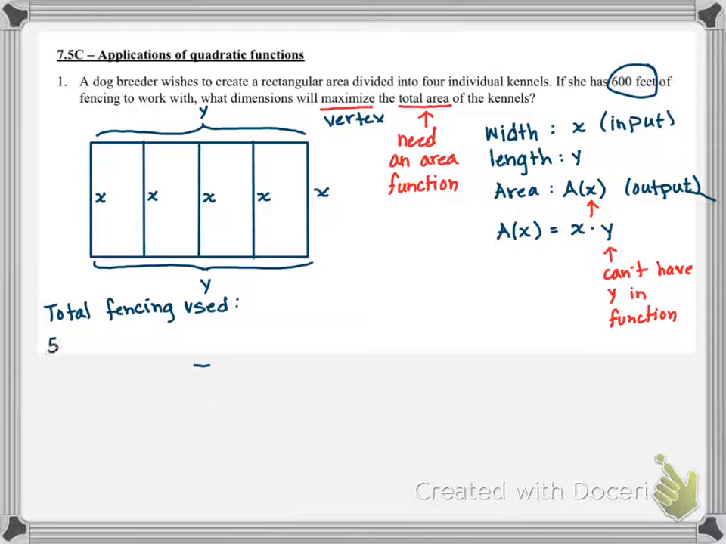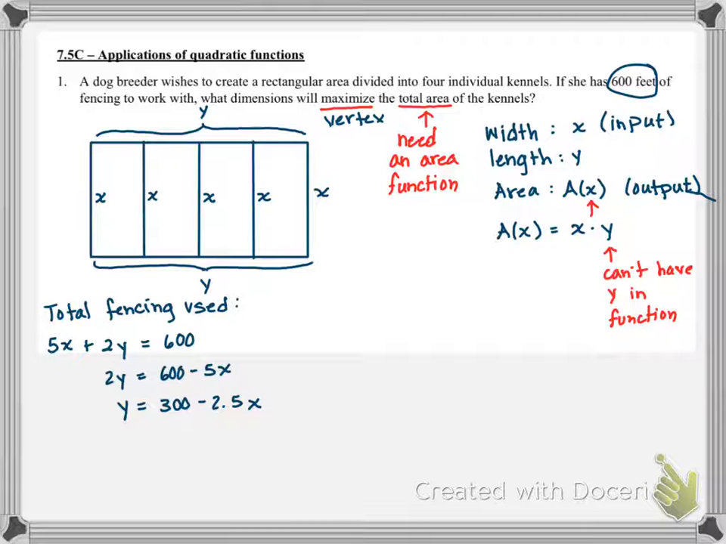well, I have 5 vertical segments, so 5x, and then I have 2 horizontal segments. Whoa, I said 2, I wrote 5, 2y, and all of that together has to be the 600 feet of fencing that I have. And I want the length in terms of x, so I'm going to solve this for y. So we have 2y equals 600 minus 5x. So y equals 300 minus 2.5x.